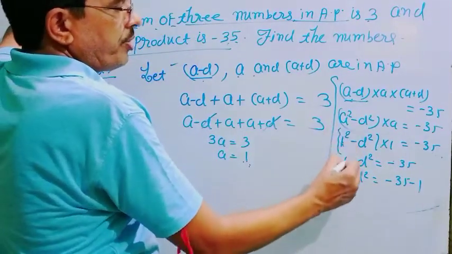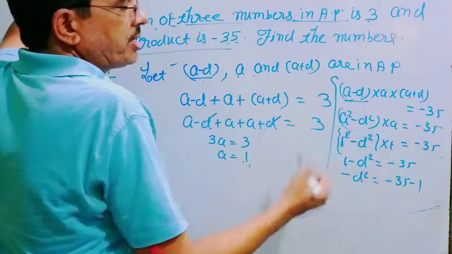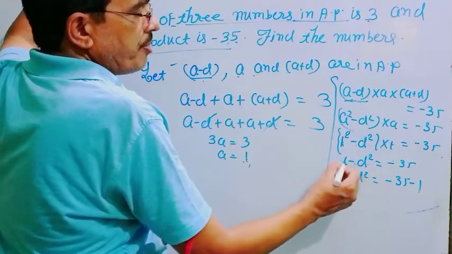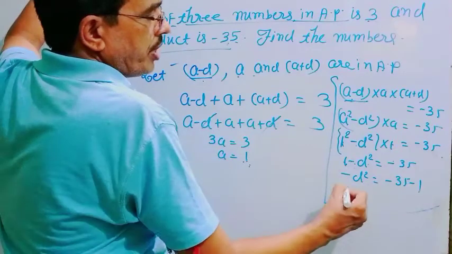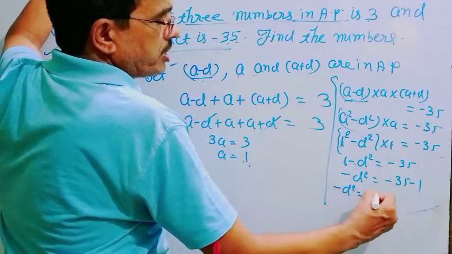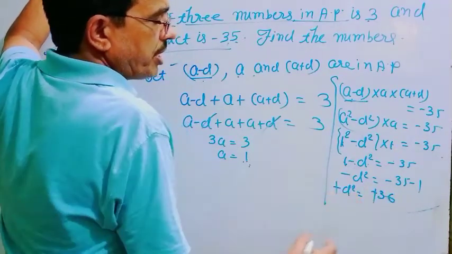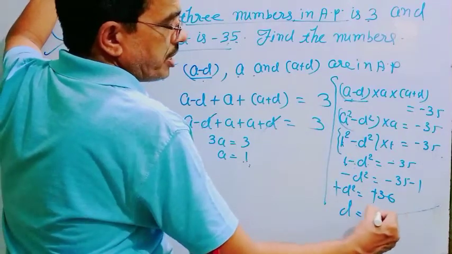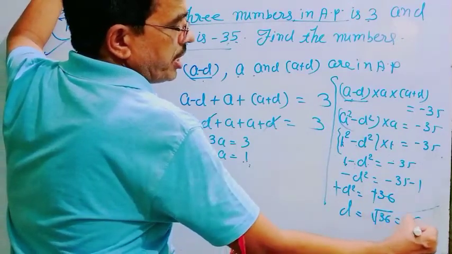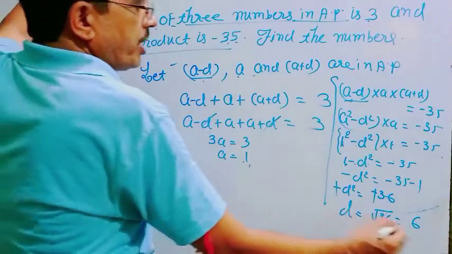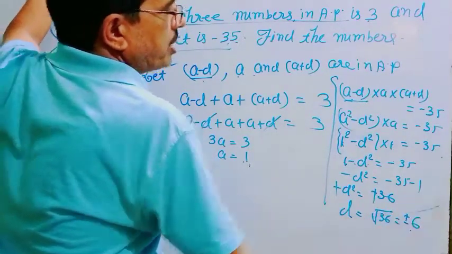Here 1² gives 1, multiplied by 1 gives the same number. Then −d² = −35 − 1, where 1 goes to that side as −1. Then −d² = −36. This minus cancels. So what is d? Then d = √36, that is 6, or otherwise you can say ±6.